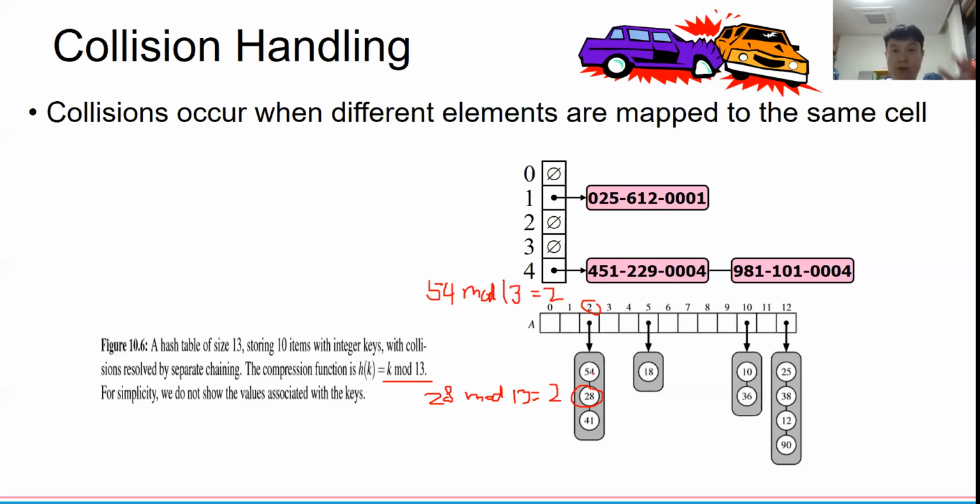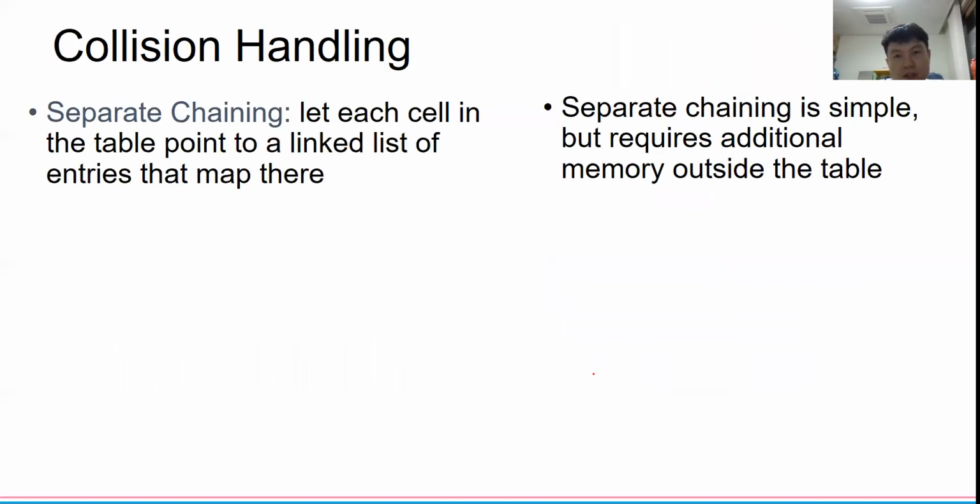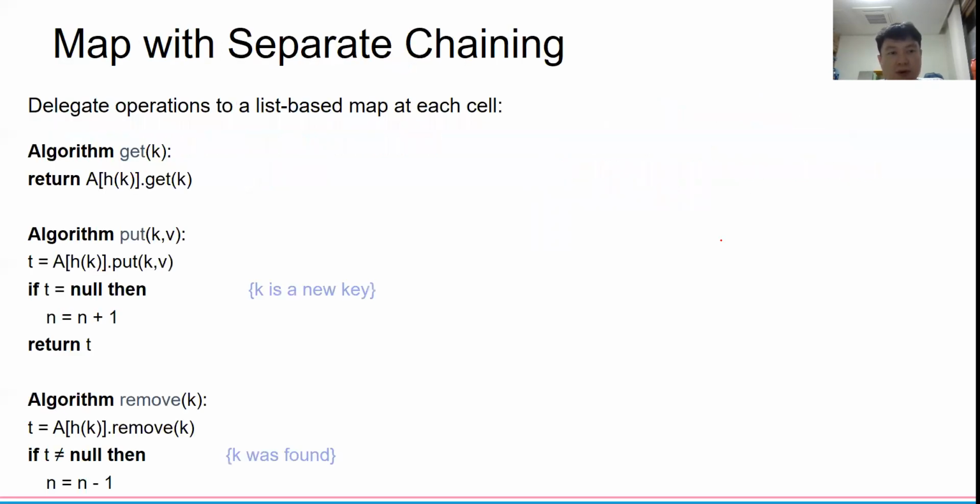So using the compression function that you design, there are some ways to deal with the collision. We call this collision handling. There are some methods to handle the collision. First is separate chaining. In separate chaining, we let each cell in the table point to a linked list of entries that map there. Separate chaining is simple but requires additional memory outside the table. For example, this.